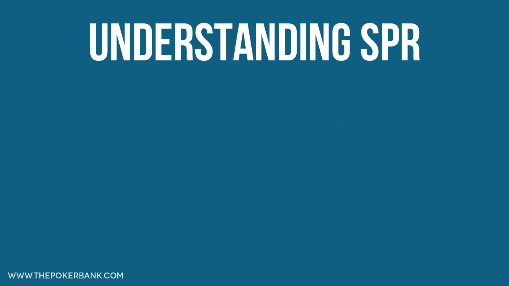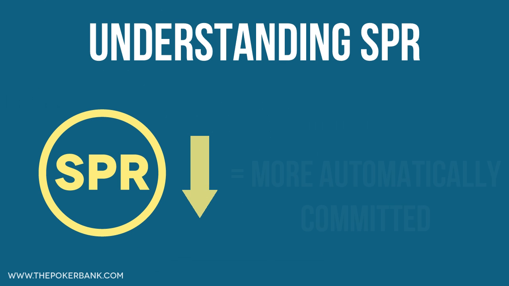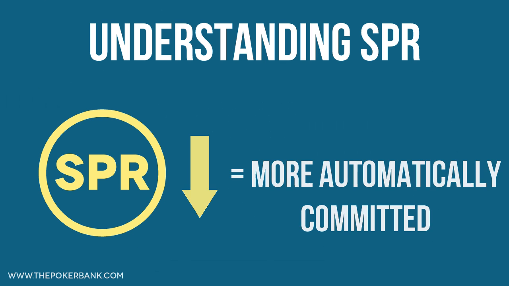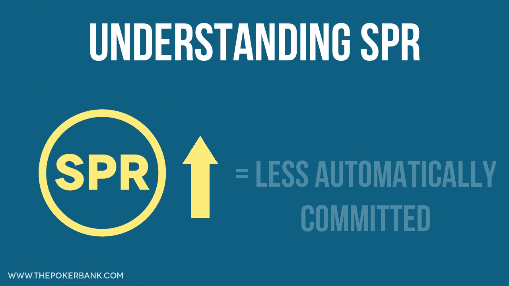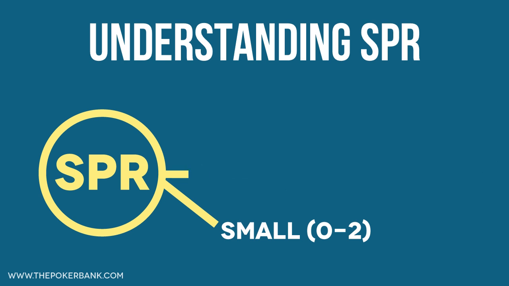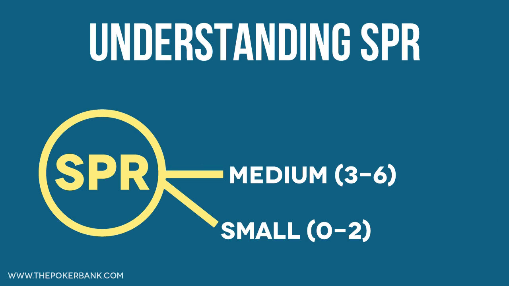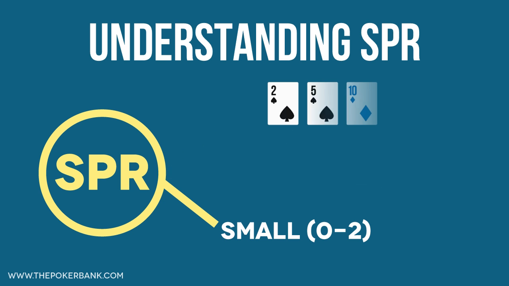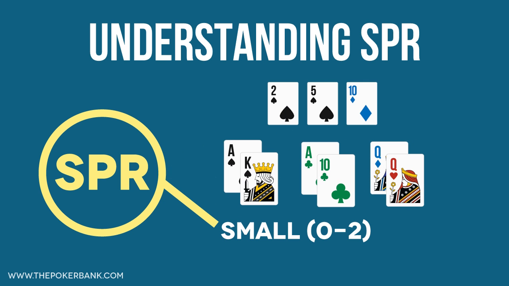The general idea with SPR is that as the SPR gets smaller, you are more automatically committed to the pot. And on the contrary, as the SPR gets larger, you are less automatically committed to the pot. A small SPR is 2 or less, a medium SPR is between 3 and 6, and any SPR larger than that is big. In small SPR pots, we are automatically committed with top pairs, over pairs, big draws, etc.